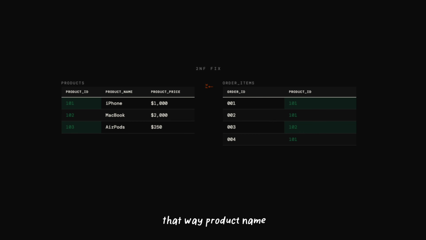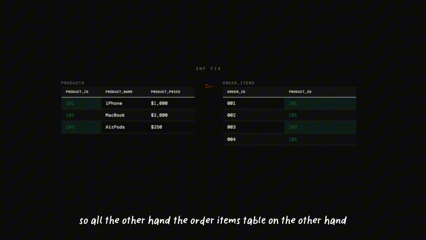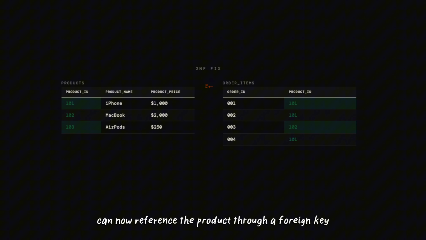That way, product name and product price will live in the product table where they fully depend on the primary key, which will be the product ID in that table. The other items table, on the other hand, can now reference the product through a foreign key. No more duplication, no more update anomalies.